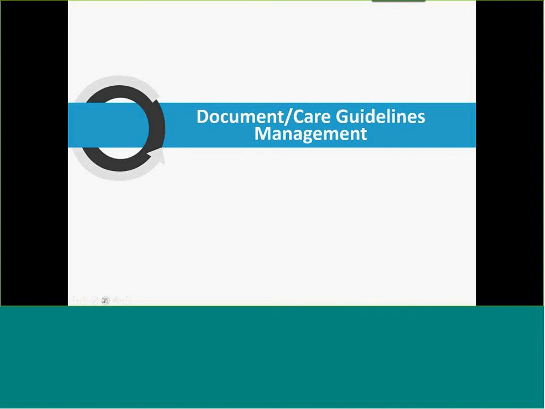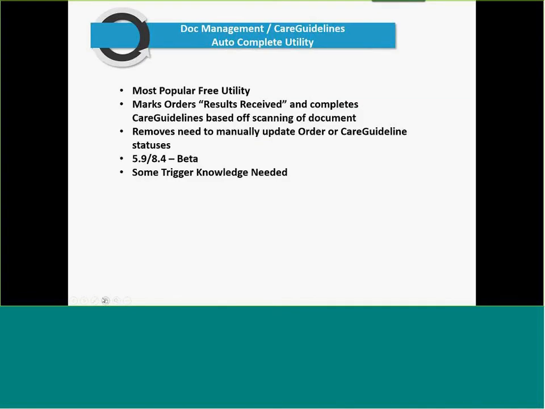So the next free utility that we'll be going over today is the document/care guidelines management utility. And this is a really interesting utility. This is by far our most popular free utility. What this does is it allows you, upon scanning of an image into document management, to autocomplete either your care guidelines or the open orders for a particular item. So it's separate packages. You can either install just the document autocomplete utility or just the care guidelines utility.